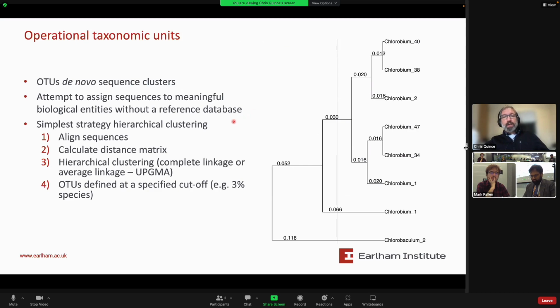The simplest strategy for forming OTUs, and this is what people used to do, say, 10 years ago, is something called hierarchical clustering. Here we've got 10 different sequences, and I've put taxonomic labels on them. Most of these sequences would be labeled Chlorobium genus, but one here is a related genus, Chlorobaculum. So we align all our sequences together. You would do a multiple sequence alignment for that.